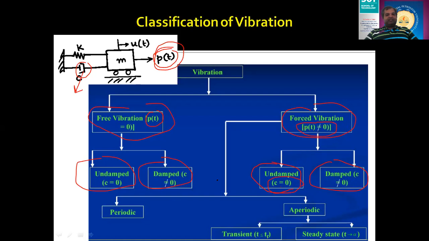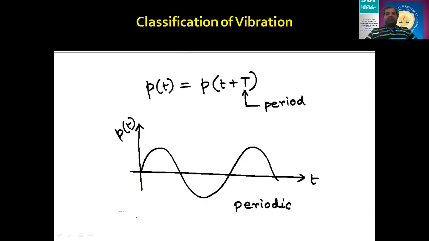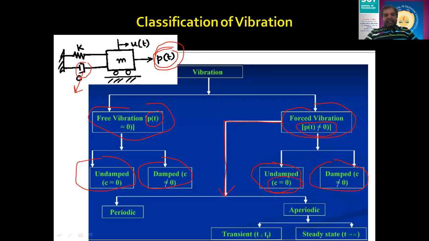Now let us go further. If I define this forced vibration into another two categories, which are periodic and aperiodic, then periodic means when the particular vibrating system will vibrate with equal intervals of time.